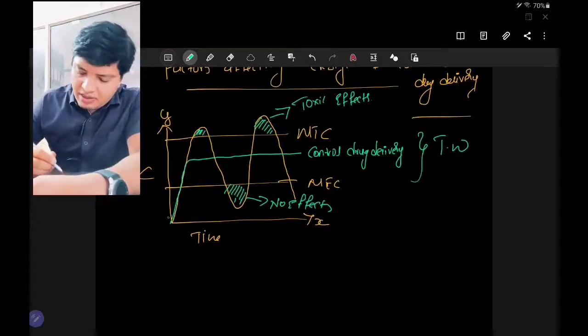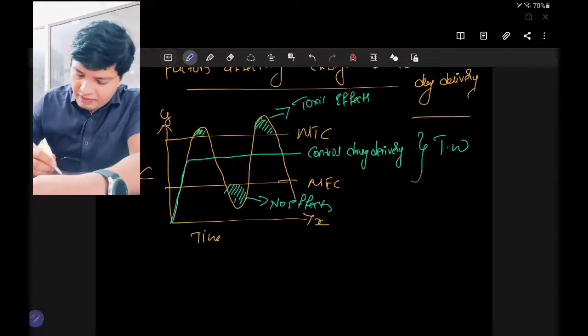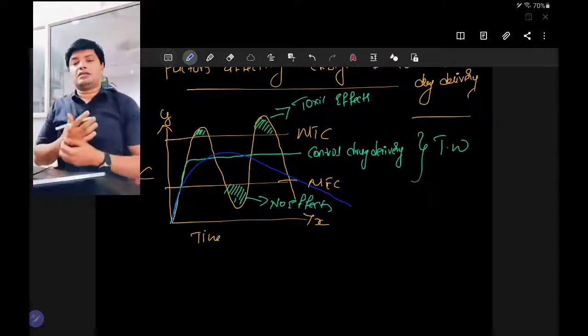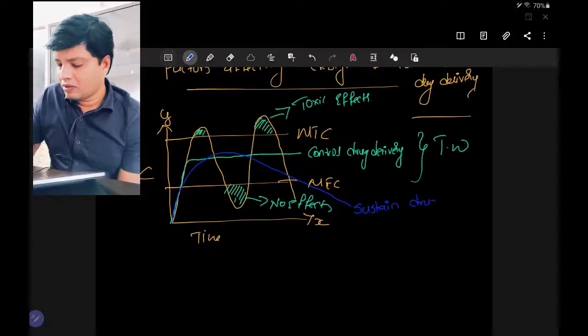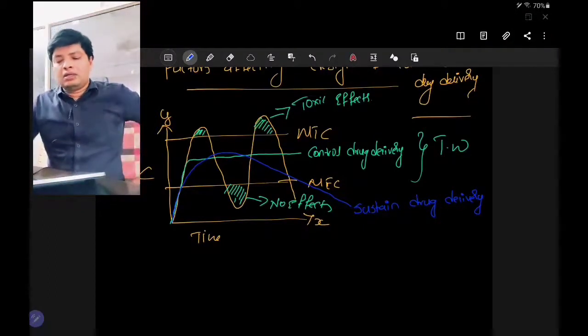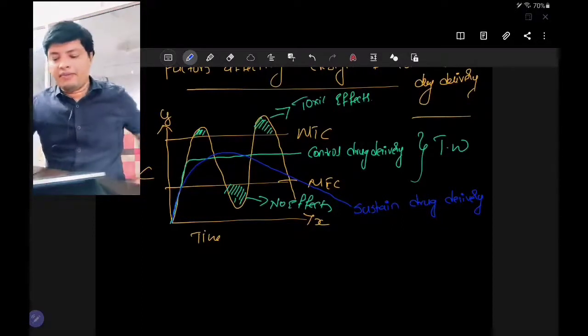And also we have sustained drug delivery, which again we can mention like this. So sustained drug delivery, its plasma concentration profile will be like this. This is your sustained drug delivery system. So this is how the sustained drug delivery system and controlled drug delivery system will look.